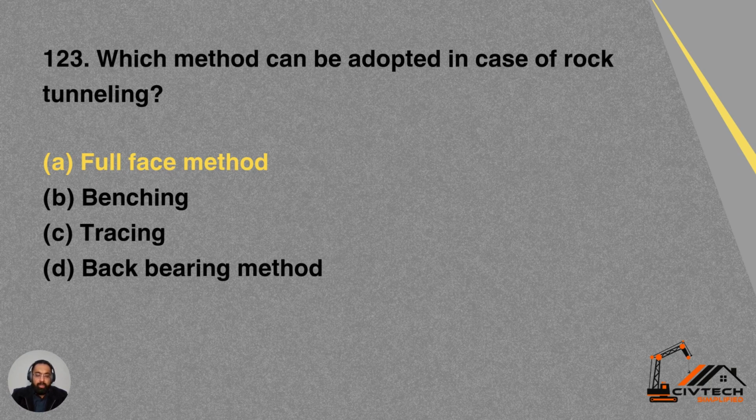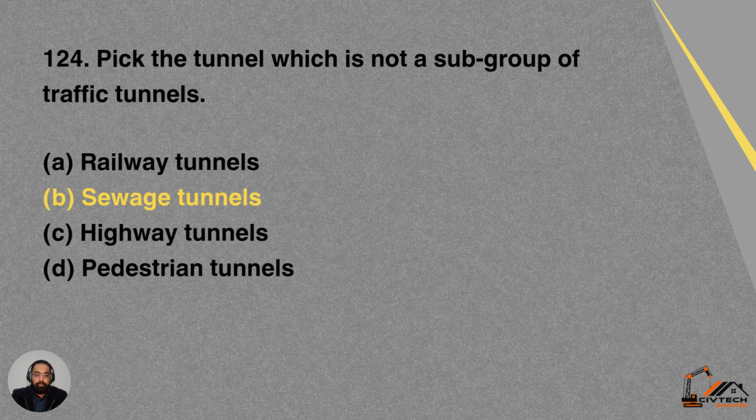123. Which method can be adopted in case of rock tunneling? When we encounter rock and we are drilling a tunnel, which method will be used? Option A is full face method. Option B is benching. Option C is tracing. Option D is back bearing method. So A is the correct answer. Full face method is used in case of rock tunneling.